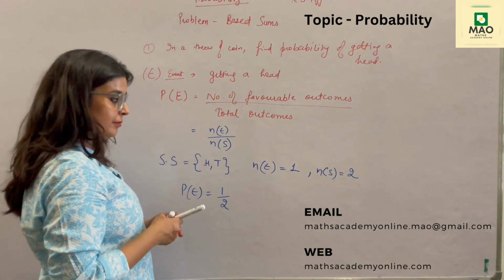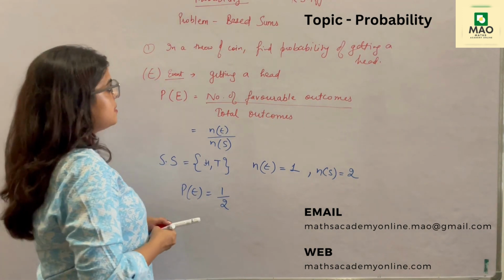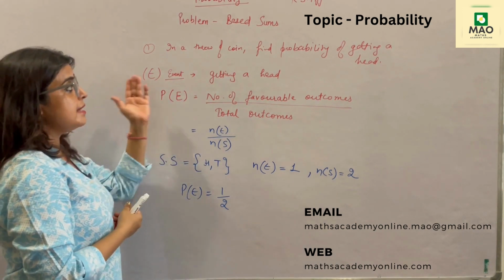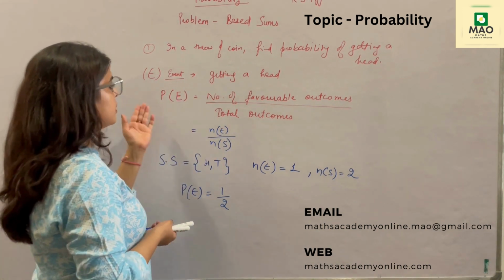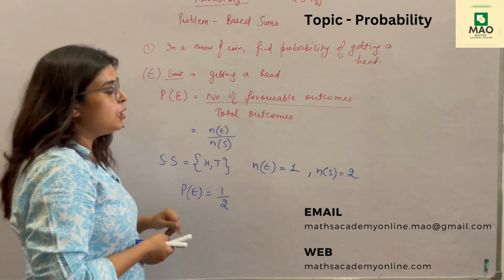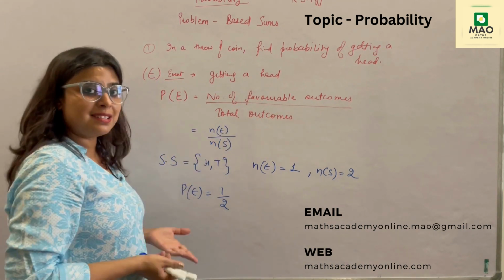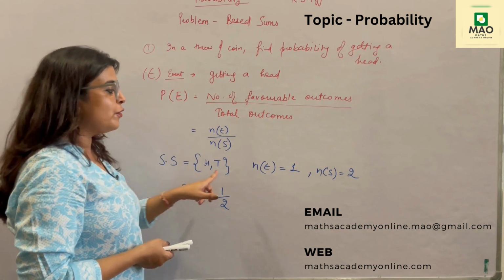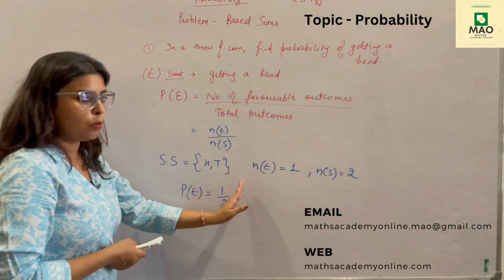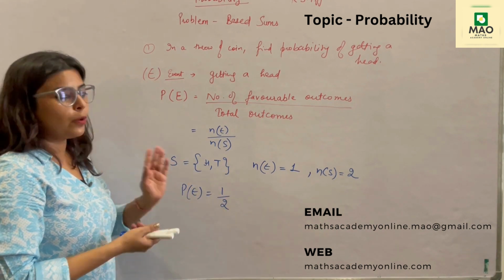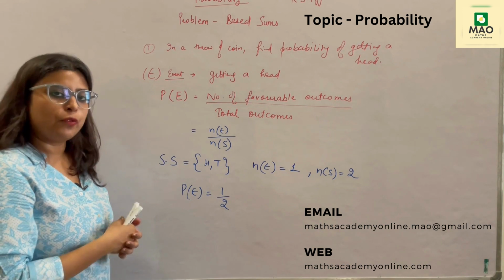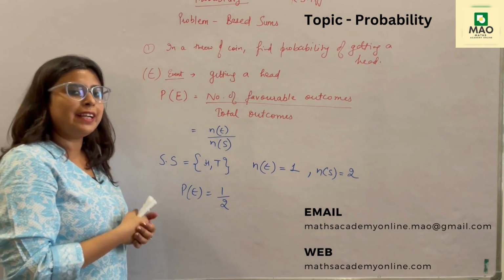Very simple. Okay, so this is the sum. In a throw of a coin, find the probability of getting a head. So what is the event? Event is getting a head. What is the probability of the event? Number of favorable outcomes over total outcomes. So N of E over N of S. E is the count of the favorable outcomes. S is the count for the sample space, that means total outcomes. So after dividing, you can get the answer. So this is a very basic sum of probability. Now let's move ahead to the second.